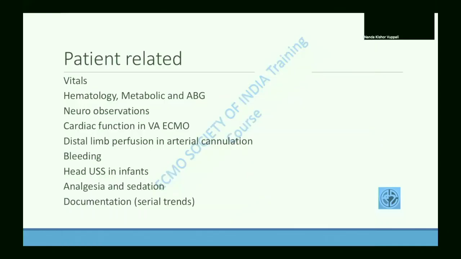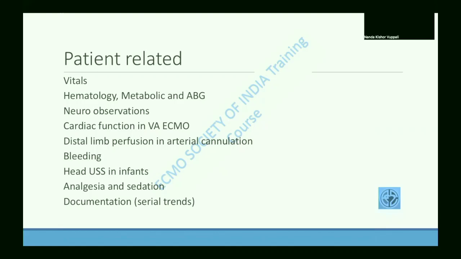Coming to patient-related monitoring, like any sick patient in ICU, they would need serial monitoring of the vitals, and they would need more frequent investigations in terms of hematology, metabolic, and blood gases, because they're quite sick patients. They would also need neuro observations. Many of these patients are heavily sedated and paralyzed, and they're anticoagulated, and there's a high risk of any neurological event. So we need to monitor these neuro observations along with the vitals. So we document those things along with the vitals.